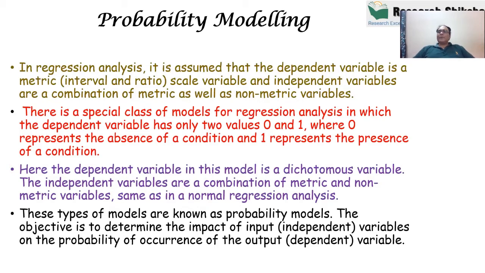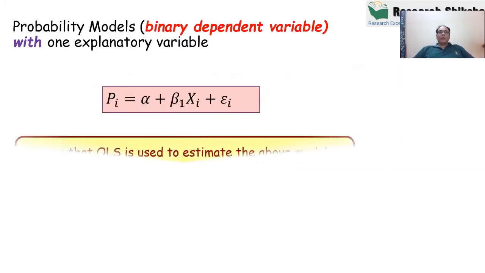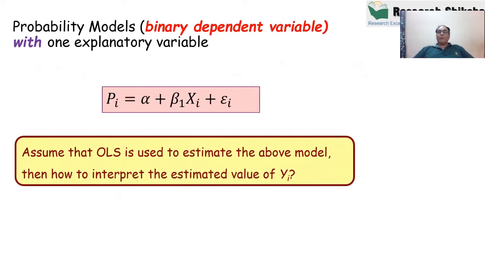So this is one of the basic models of probability, where we can predict the probability of an event with the help of some independent variables. So this is called probability models. Now the first probability model is known as the linear probability model. The first and basic probability model is known as the linear probability model.